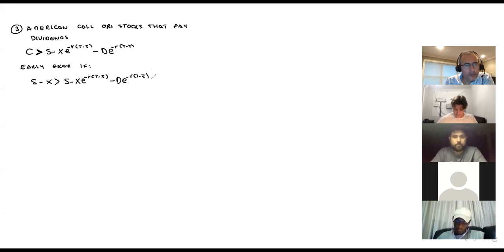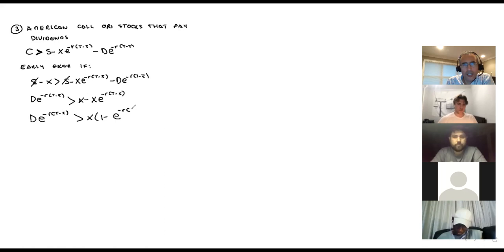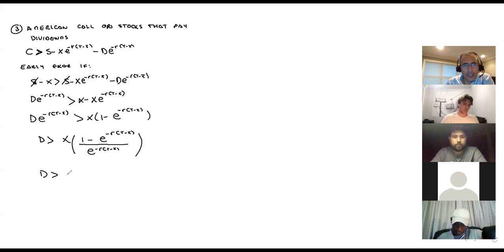From here we cancel out these two terms. I can move the D to the other side, so D e to the minus r(T minus t) should be larger than X minus X e to the minus r(T minus t). We'll do some simplifications here. D e to the minus r(T minus t) should be larger than X times one minus e to the minus r(T minus t), so D is larger than X times the quantity one minus e to the minus r(T minus t) over e to the minus r(T minus t). If I do some simplifications, D should be larger than X times, this goes positive up, and this goes minus one. So this is my condition.